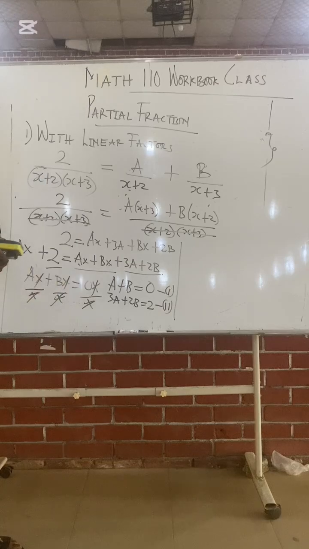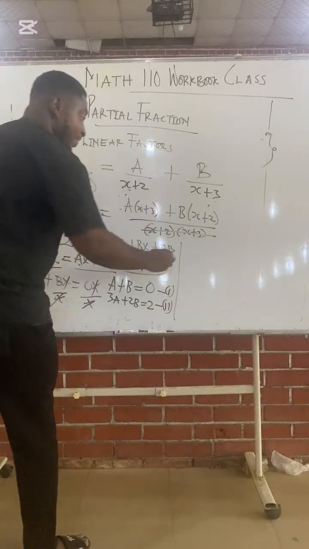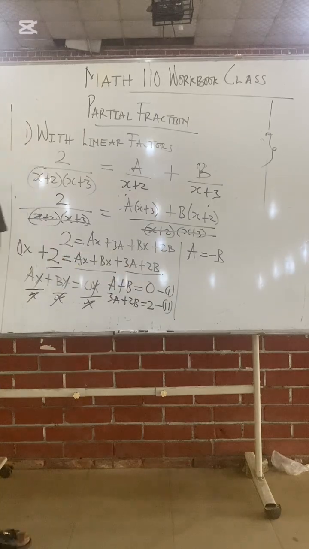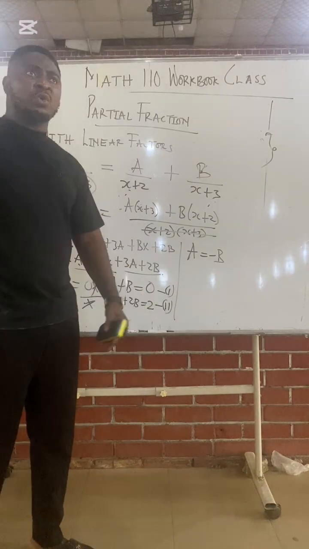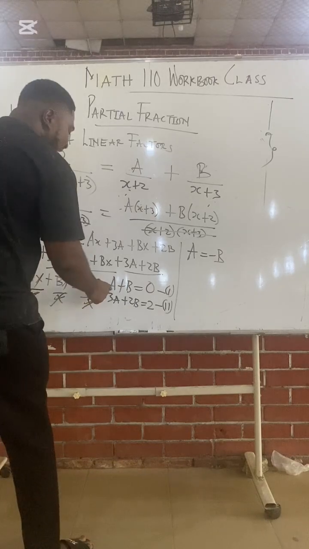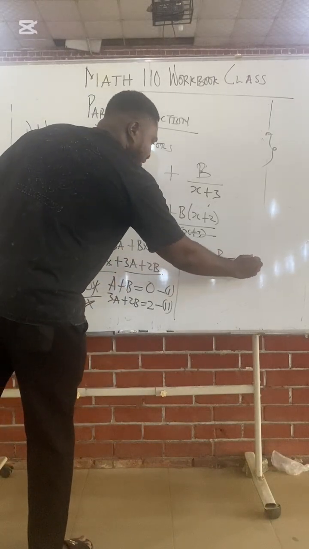If a plus b equals 0, can we make a the subject of the formula? A therefore must be equal to minus b. If b goes to this side, it becomes minus b. When b goes to this side, the sign will change to what? So from equation 1, we have that a equals minus b. Let this be equation 3.